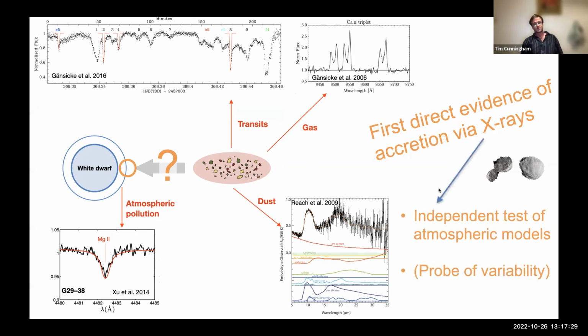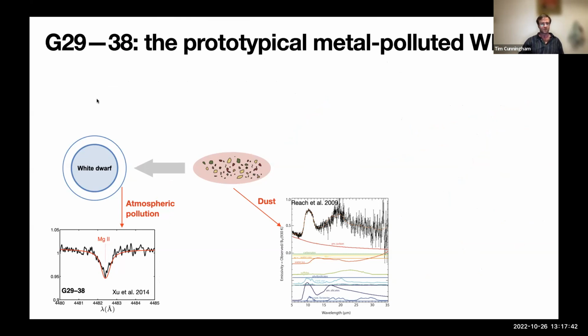If we were able to use X-rays and get an X-ray detection, then it would provide an independent test of atmospheric models and potentially allow us to probe this question of variability and accretion rates. I targeted G29-38. This is the prototype for all metal polluted white dwarfs. It was the first one to have an infrared excess detected. At the time, it wasn't known if that was due to a substellar companion or a circumstellar debris disk. We now know that it is a debris disk, and in fact, this is the infrared spectrum of G29-38.